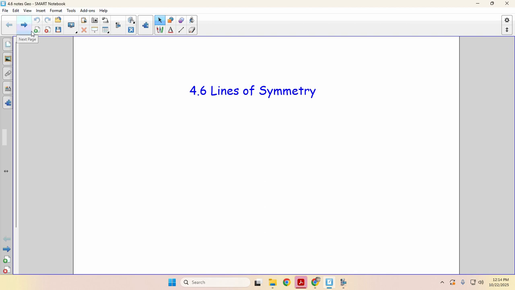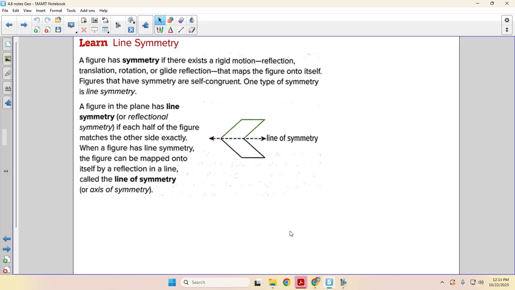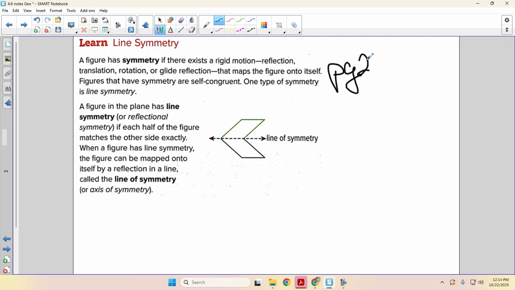Hi there. We are going to talk about section 4.6, lines of symmetry. So you guys are going to turn to page 275 in your book.